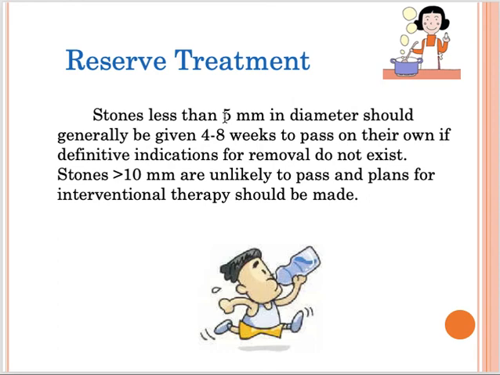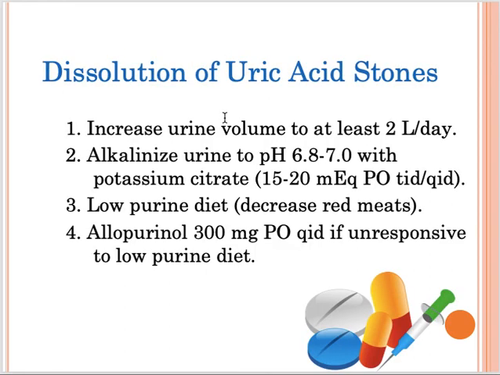Now, simply whenever the stones are more than 1 centimeter, we need some sort of intervention. So what kind of intervention is there? First of all, uric acid stones. This is a type of stone which can be dissolved. And how is it dissolved? When we alkalinize the urine. So we put the patient on potassium citrate, and it basically dissolves that stone. So this is one of the medical treatments which can be done in cases of uric acid stone.